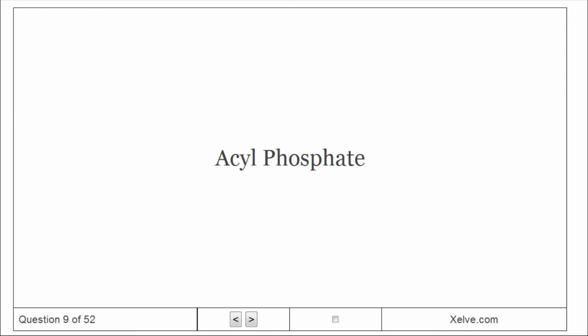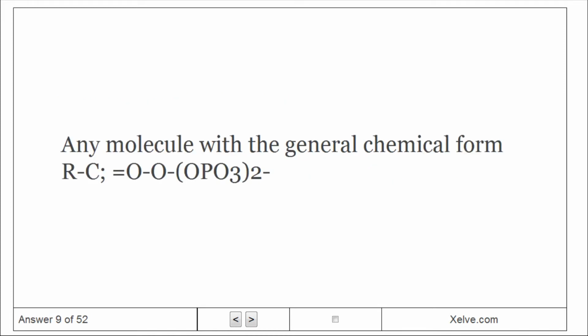2-phospho-acyl phosphate. Any molecule with the general chemical form RC=OO2.